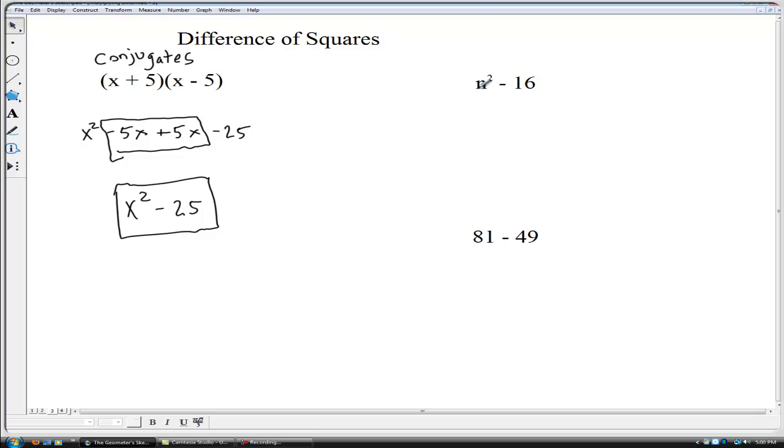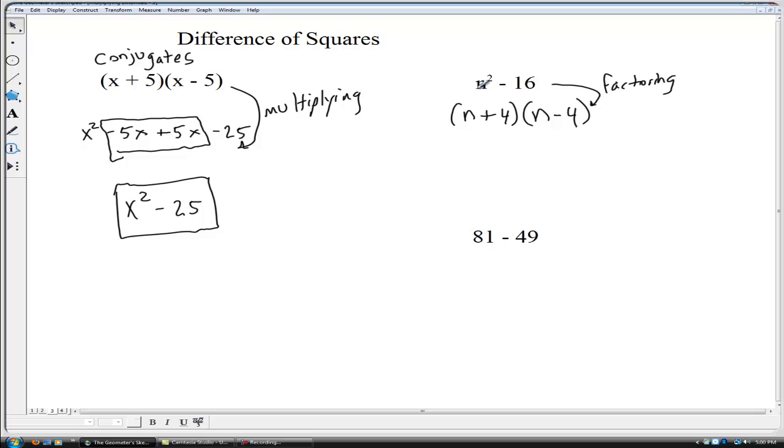Now, if you notice that you are beginning with the difference of squares, and maybe you need to factor them because you're trying to solve a polynomial equation, remember that we get conjugates. The square root of n squared and the square root of 16 being added, and then those same square roots being subtracted. So this process is called factoring, sort of the reverse of multiplying.